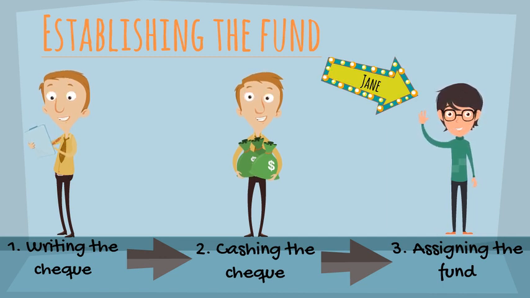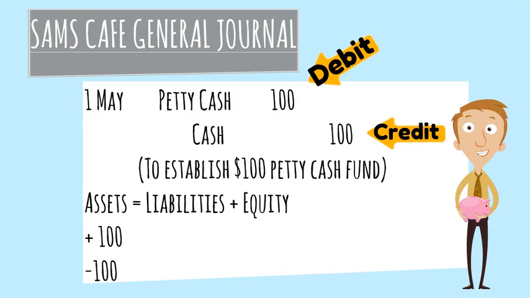To account for the money placed into the account, Sam needs to make an entry into the general journal. Notice the debit and credit for cash. There is no change in total assets as the cash is still within the business.